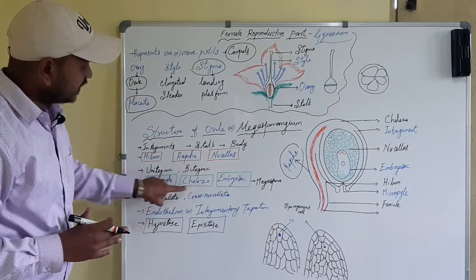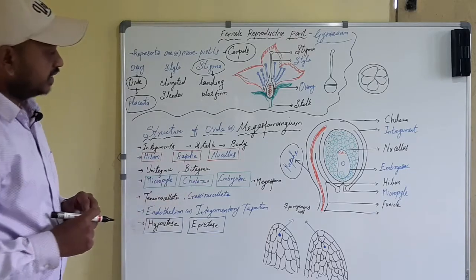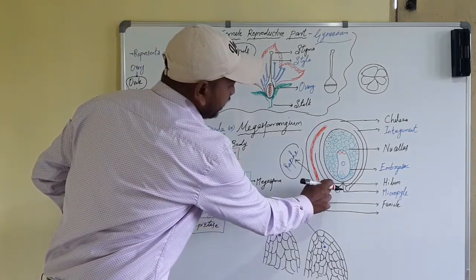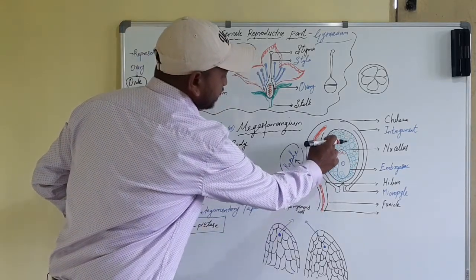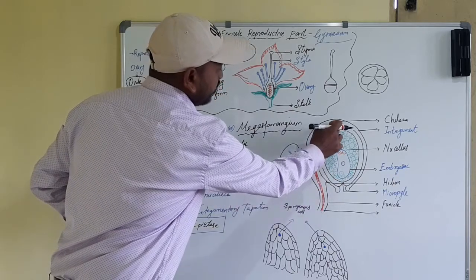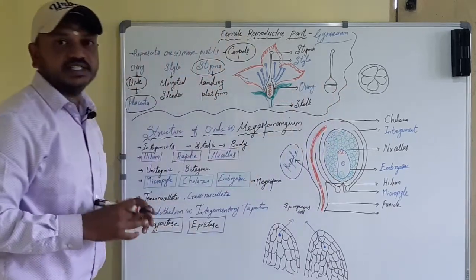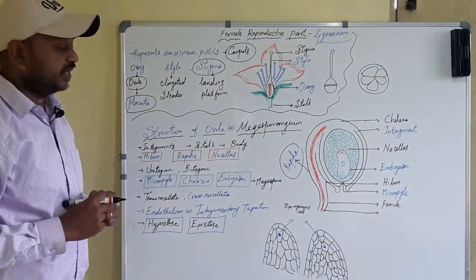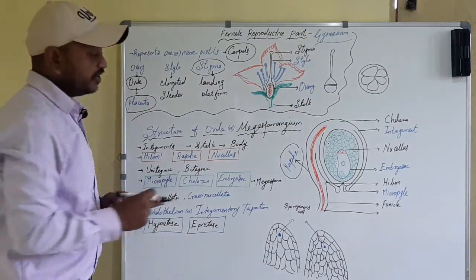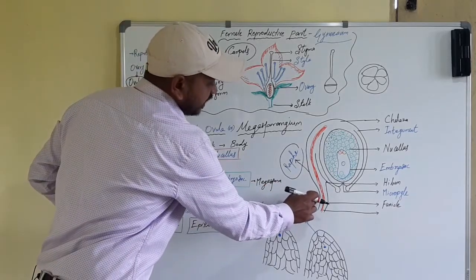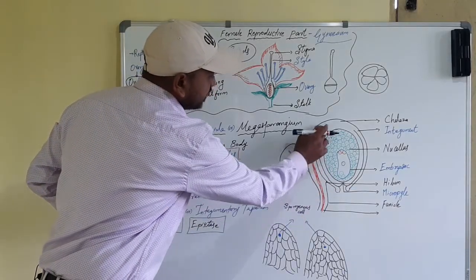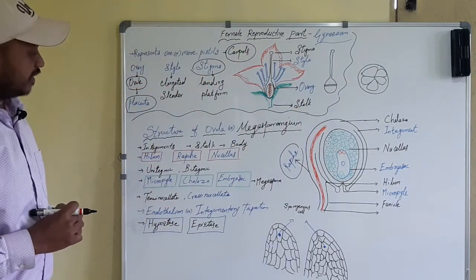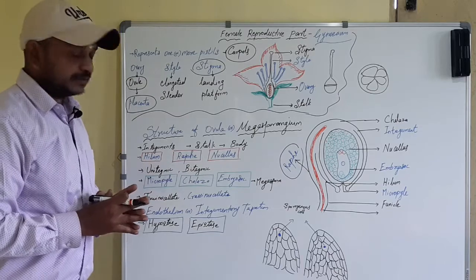The next, chalaza. What is chalaza? The meeting point of funicle, integument and nucellus. These 3 parts merge or meet at one point. This is called chalaza. It is another important 2-mark question. Define chalaza: the meeting or merging point of the stalk or funicle, the integuments and the nucellus is called chalaza.